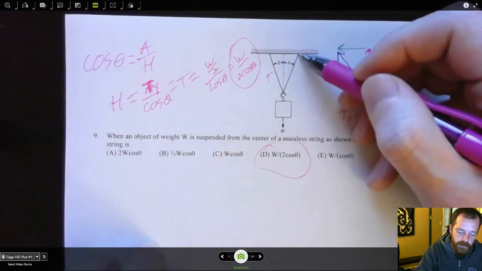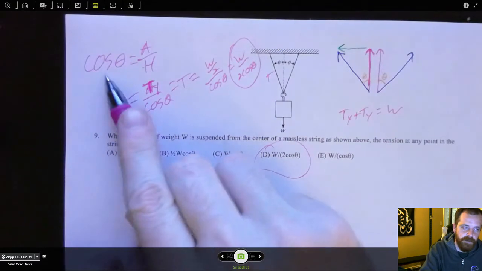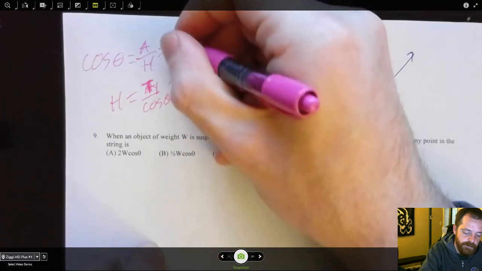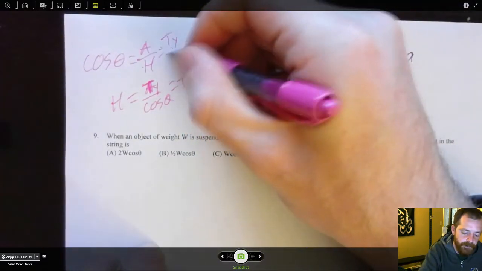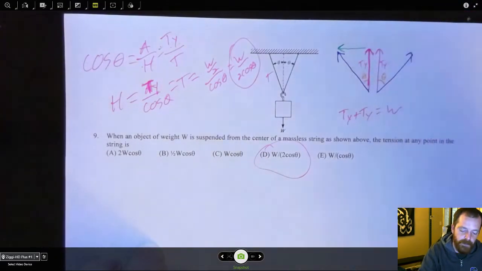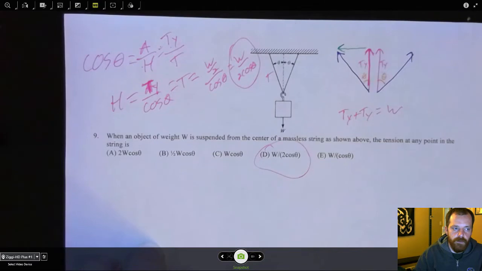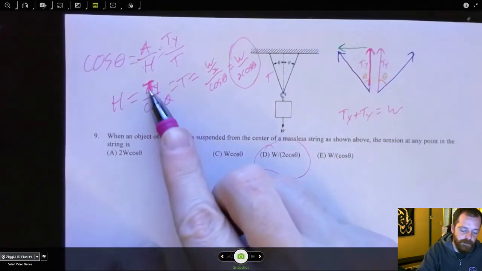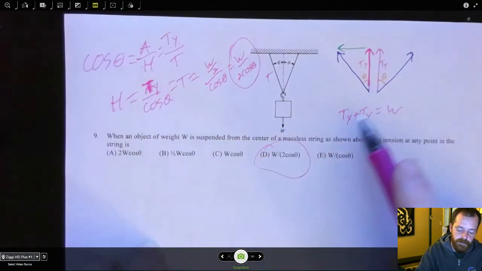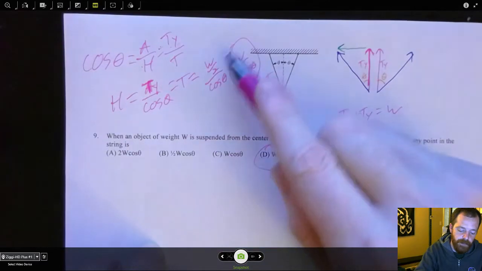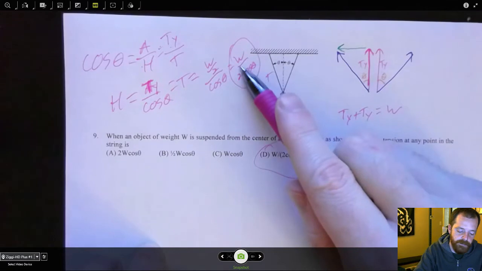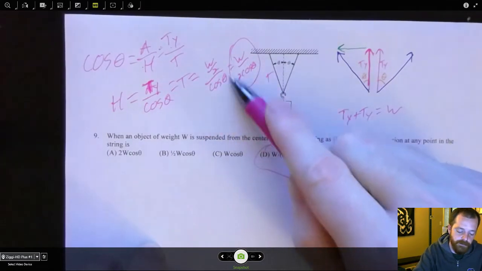One comes from this side, one from this side. The other important thing is that cosine of our angle is equal to adjacent over hypotenuse. The adjacent was the same thing as the y component, and the hypotenuse was the same thing as this overall tension. So we could find the tension by doing the vertical tension force divided by cosine theta, and since these two add up to equal the weight, half the weight is equal to one of these. The tension force there would be the weight divided by 2 times cosine theta, simplifying this fraction.